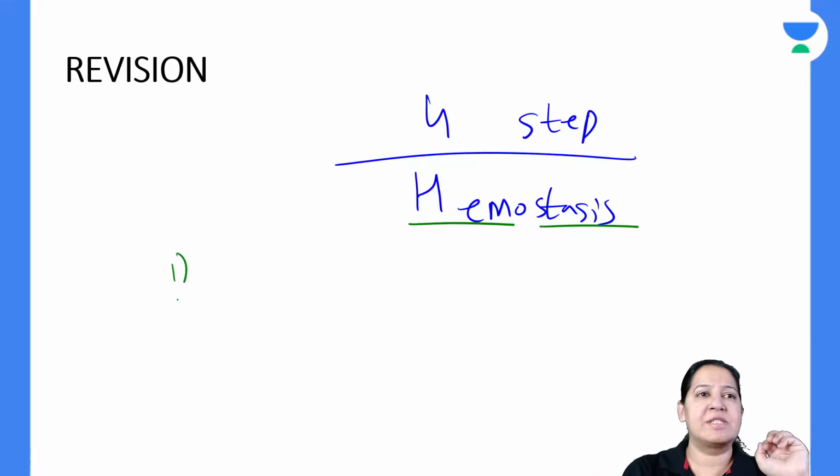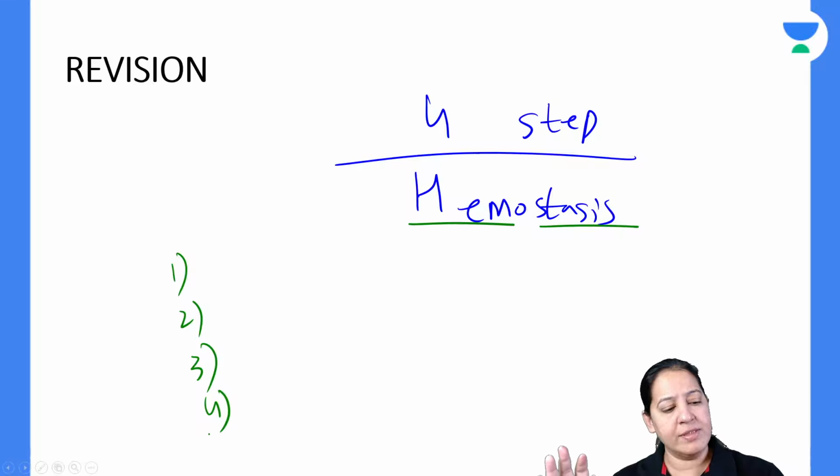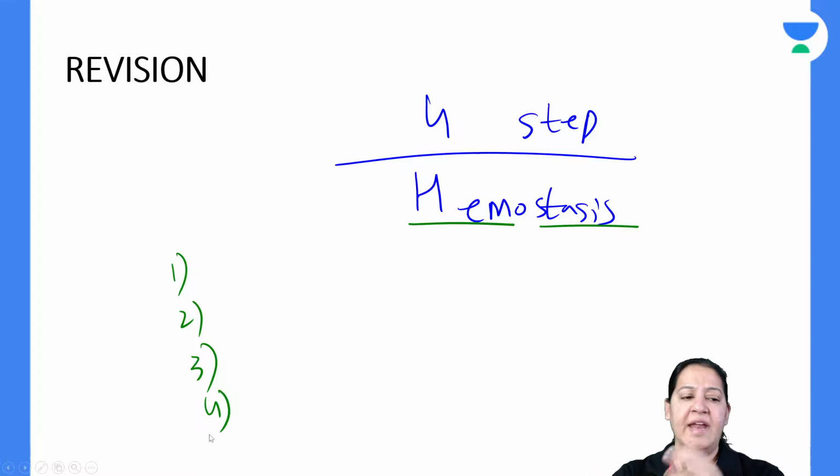Who will tell me the 4 steps? What are the 4 steps in the hemostasis? How does the bleeding stop in hemostasis? What are the 4 steps? Can anyone tell me the 4 steps? Just a second. Can anyone tell me the name of the 4 steps? So what is the first step?